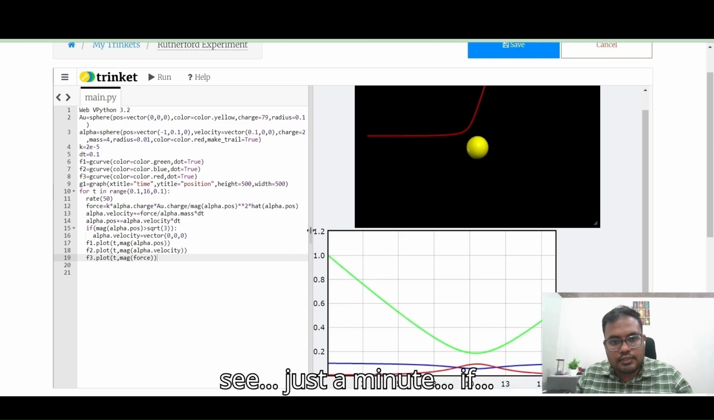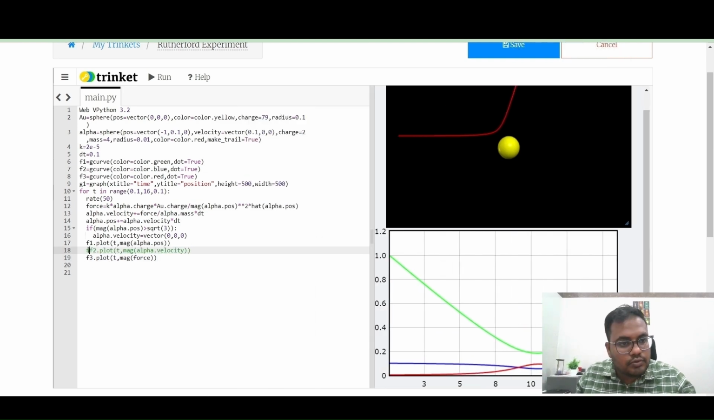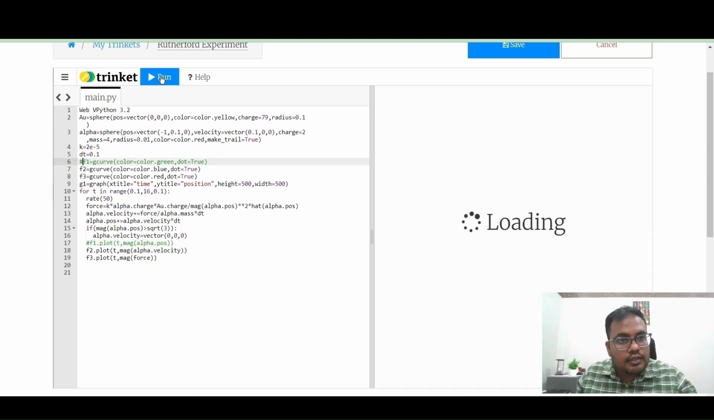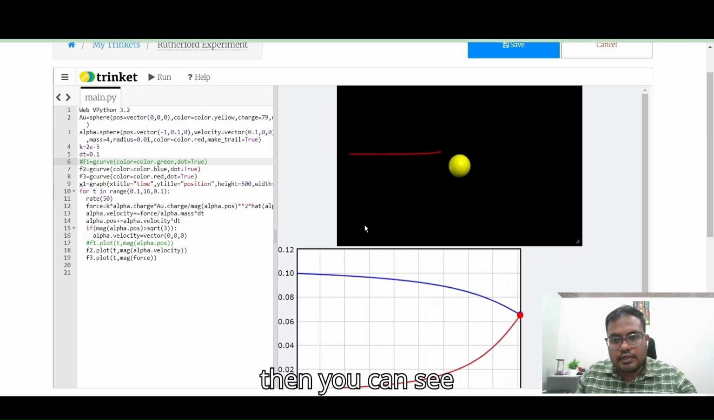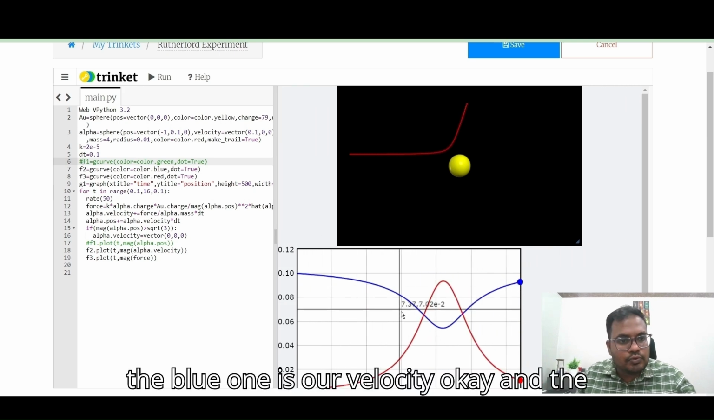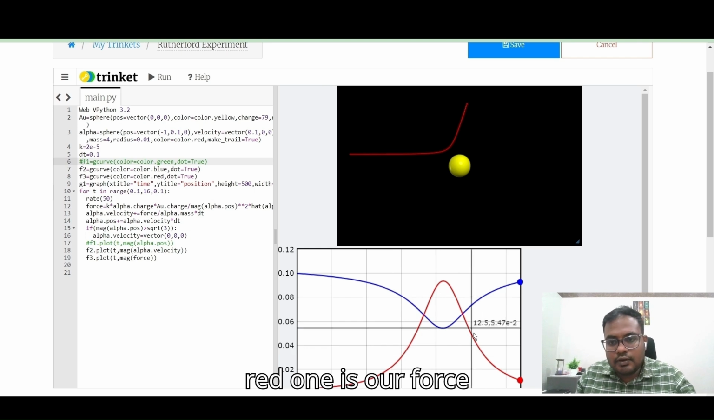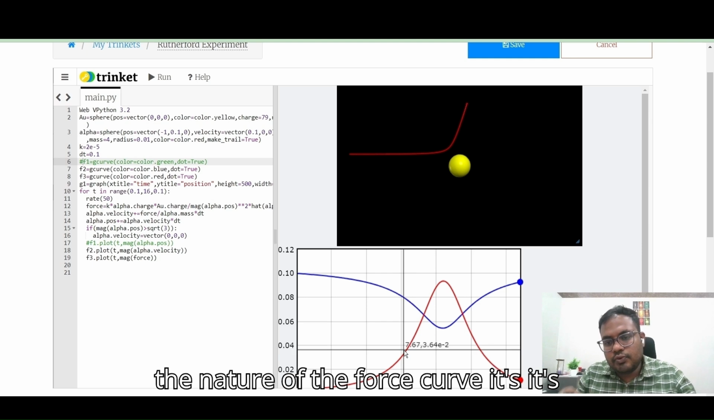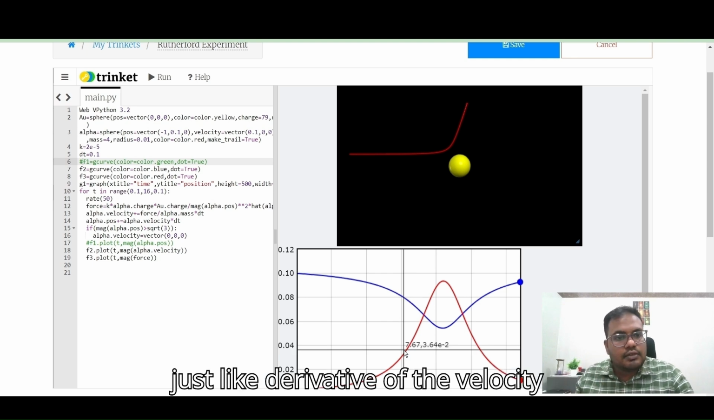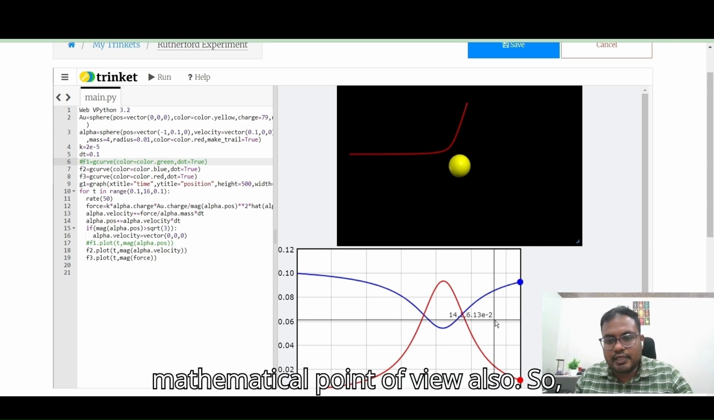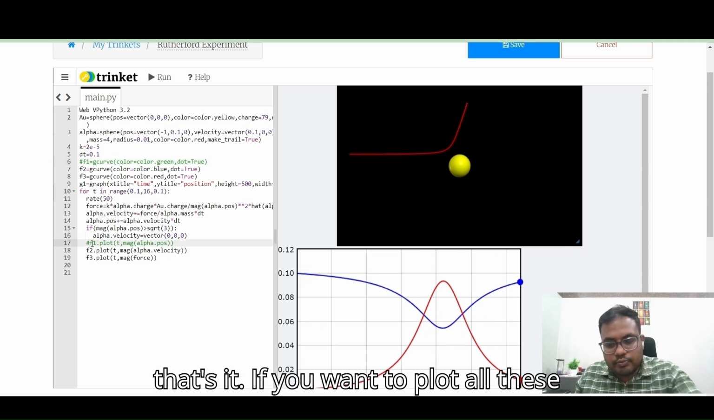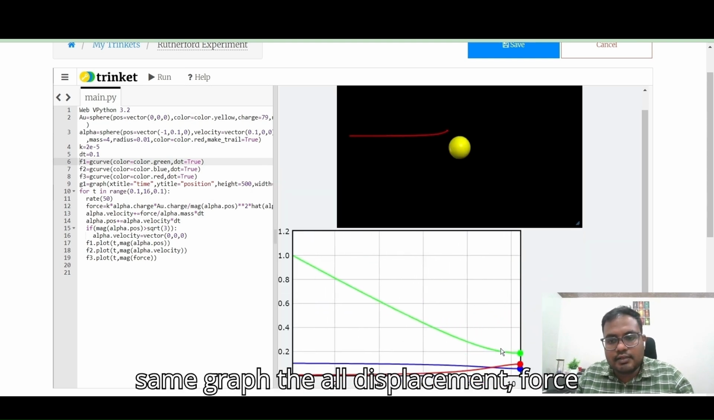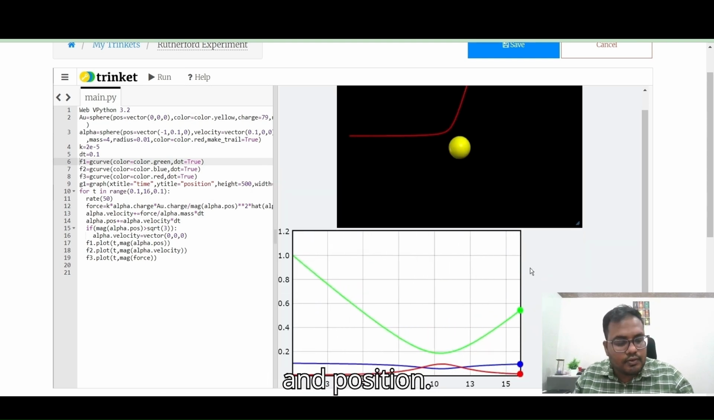Let's see, just a minute. If I mute the position one, then you can see the blue one is our velocity, okay, and the red one is our force, and the force is coming from m dv. So it's basically the nature of the force curve. It's just like the derivative of the velocity curve. So you can understand from the mathematical point of view also. So that's it. So if you want to plot all these three curves in one graph paper, then you run it again, and it plotted in the same graph the displacement, force and position.